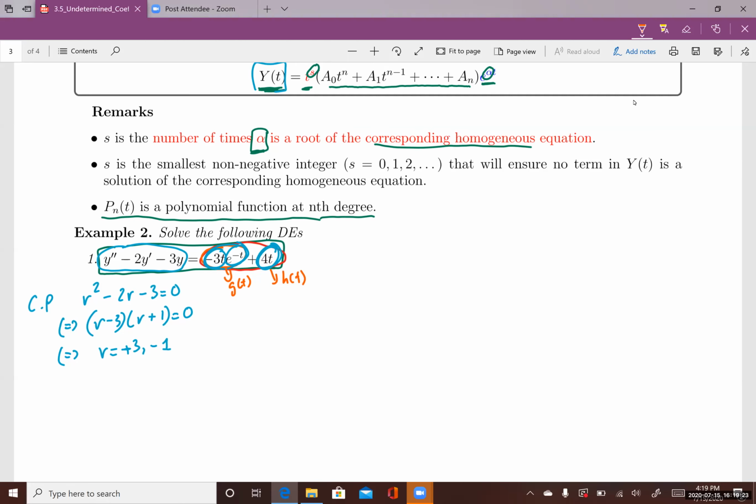So then I have for g of t equals negative 3t e to the negative t. And in this case, alpha is actually negative 1. And you can see that alpha is the same as one of the roots of the characteristic polynomial, and it only appears once, as negative 1. That means at this point, we know that s equals 1, because s is the number of times alpha is a root, and the characteristic polynomial only has one root of negative 1. Okay.